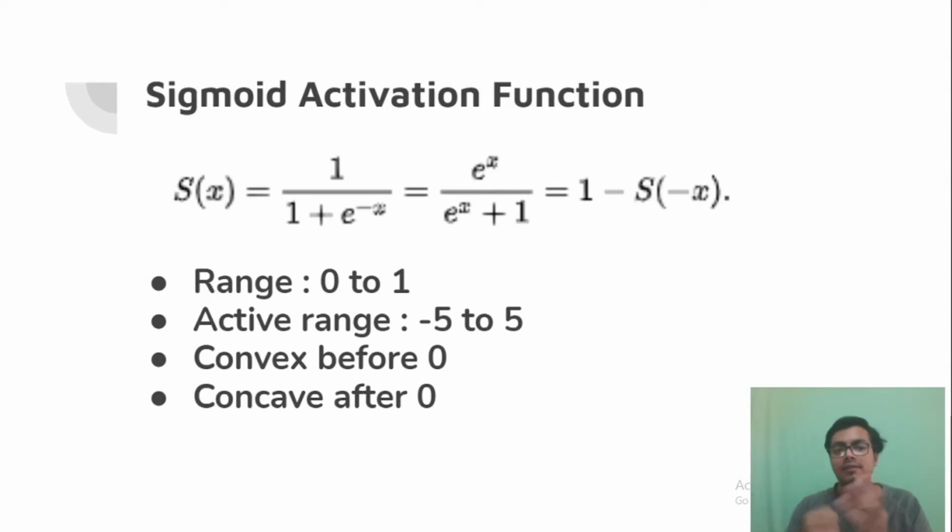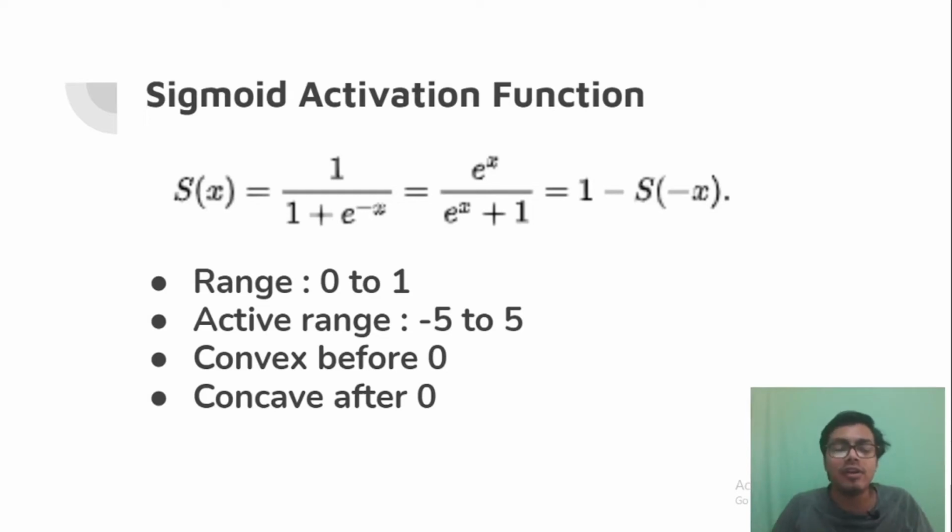Okay, so the function of sigmoid is 1 upon 1 plus e to the power minus x, which can also be written as e to the power x upon e to the power x plus 1, which also equals 1 minus S of minus x. The range of this function is from 0 to 1. So let's calculate the range.